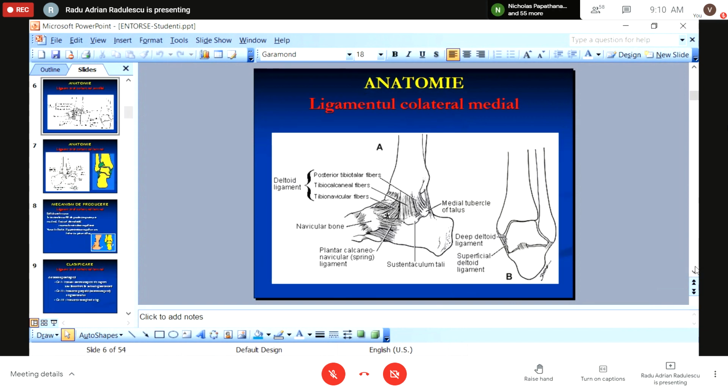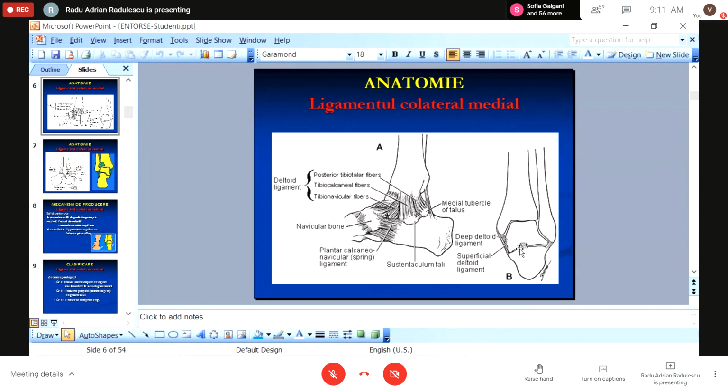Of course, the joint's bone ends are kept in place by the articular capsule and the ligaments. And here is a drawing which shows you these ligaments. On the medial aspect of the ankle, in drawing A, we can see the medial collateral ligament. In fact, the ligament on the medial side is named, generally speaking, the medial collateral ligament, and the other one on the lateral side is called the lateral collateral ligament.